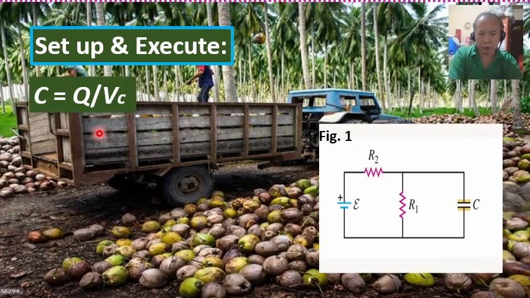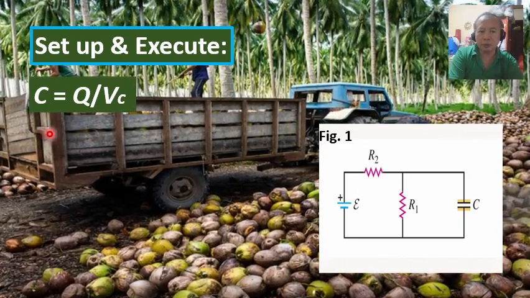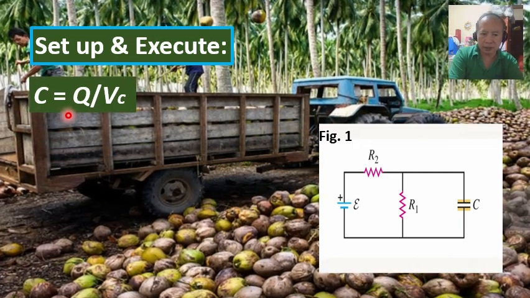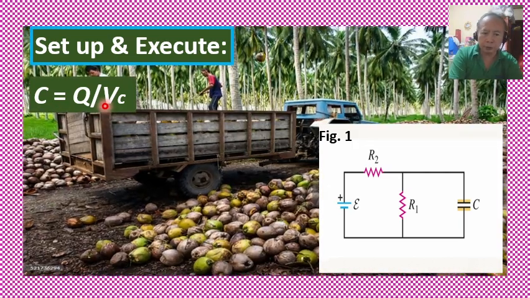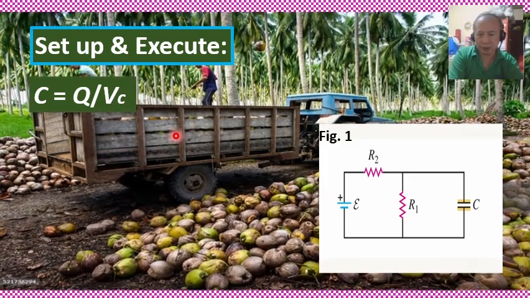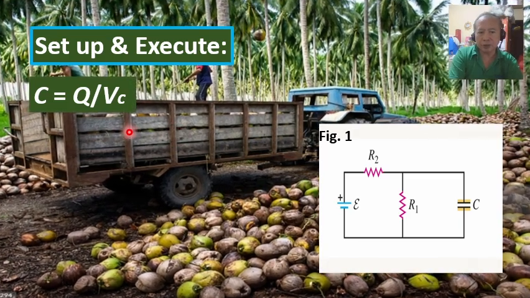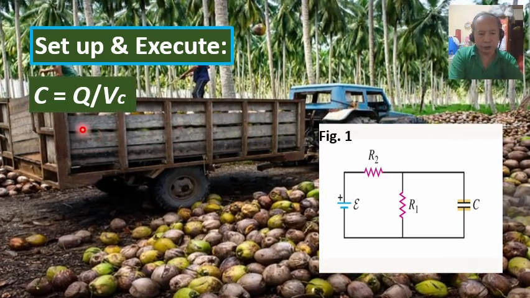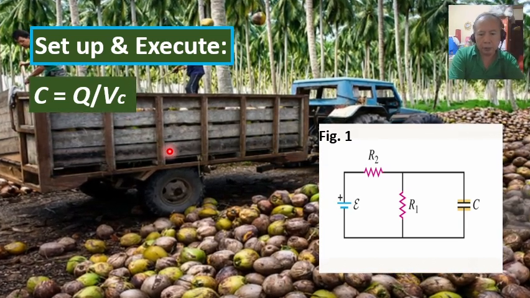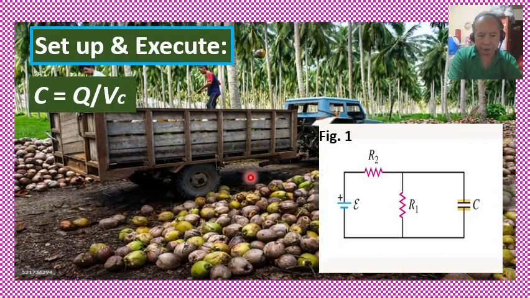Starting with our computations, we recall the meaning or operational definition of capacitance, right? Capacitance, big C, is just equal to big Q over V sub C. This means that the capacitance is just a measure of the ratio of the amount of charge stored in the capacitor per potential or voltage across the capacitor.